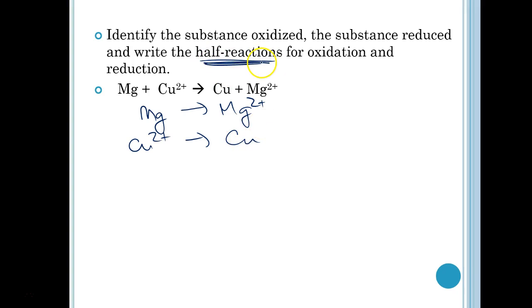So that's how you do it. You split it based on what happens to the various different things. And you just literally rewrite it: Mg on the left, Cu2+ on the left, Mg2+ on the right, and Cu on the right.